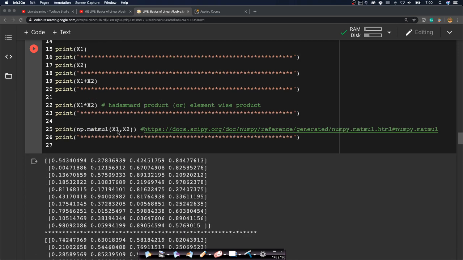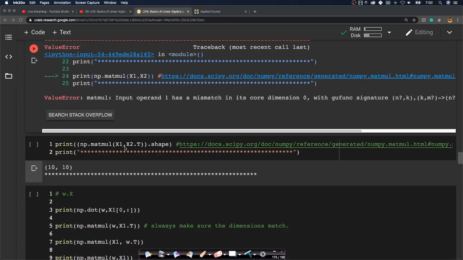So yeah, as somebody pointed out, there is an error here, right? So what is a simple fix for it? It's simple, right? You can just do transpose.